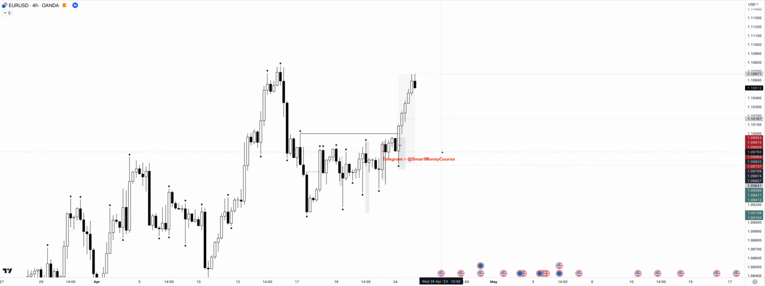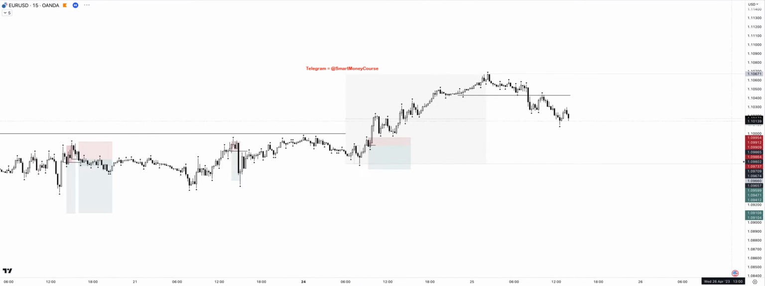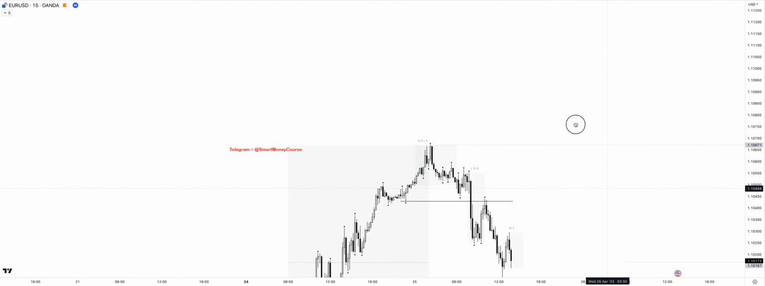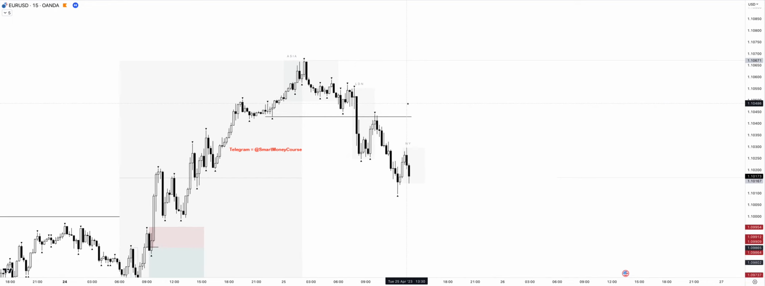Or wait for the candle to be engulfed, and then we can play counter trend trades. So at this point here, when we see that last bullish candle get engulfed, that's when we can look for counter trend plays.